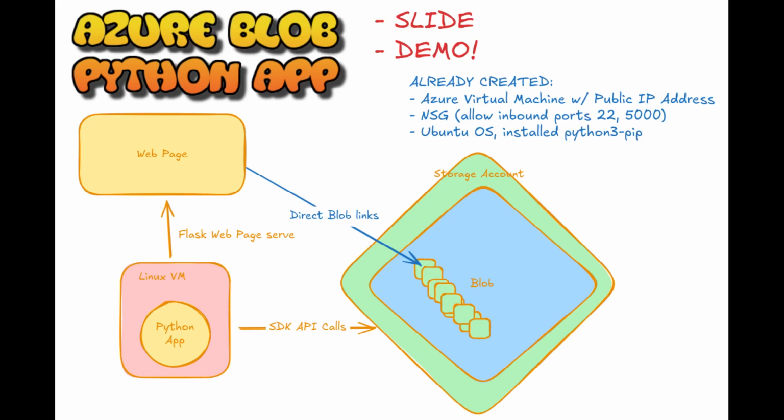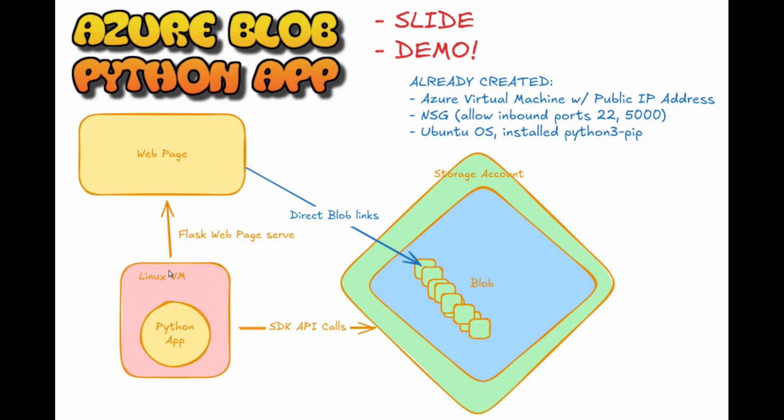In this video I'm going to show you a Python application that is interacting with Azure Blob, which is the object storage service in Azure. Now I'm going to show you this slide first, the explanation, and then I'm going to show you a demo of this app actually working. So check out this diagram. This is how it's set up.